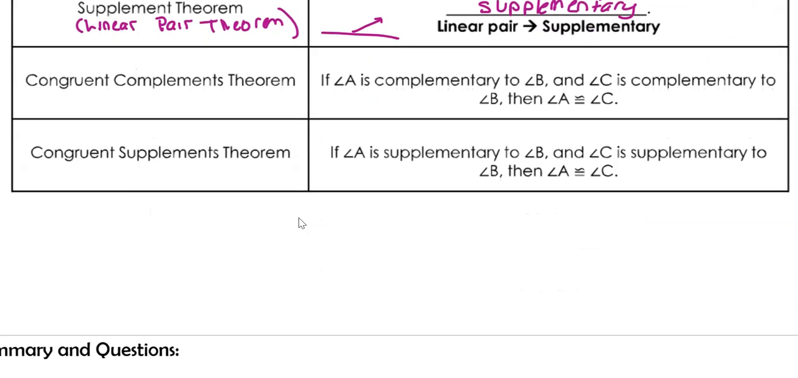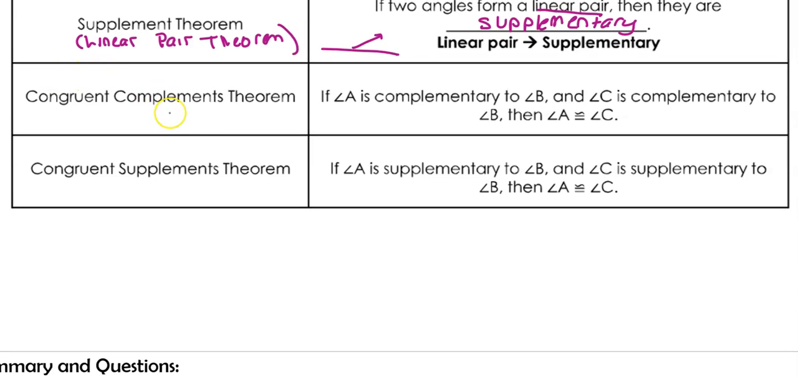And our last two theorems, the congruent complements and the congruent supplements theorem. I'll first read it and then we'll show what that looks like. So if angle A is complementary to angle B, and angle C is complementary to angle B, then angle A is congruent to angle C. For the congruent supplements theorem, if angle A is supplementary to angle B, and angle C is supplementary to angle B, then angle A is congruent to angle C. So the only difference here is between the two words.